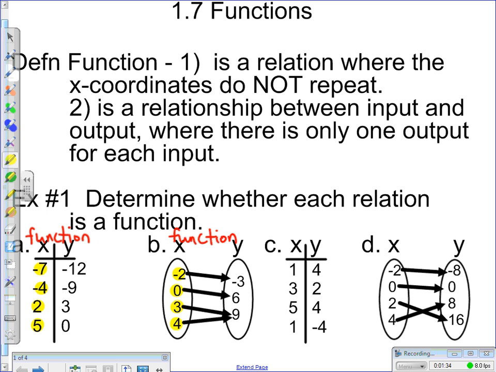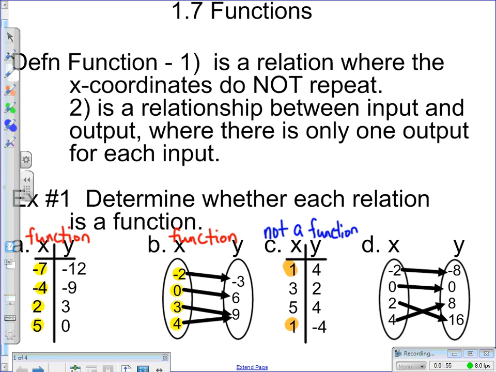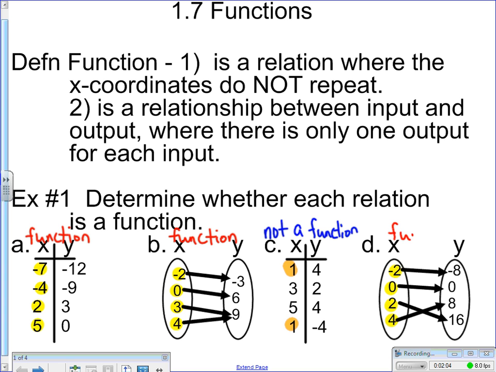In C, you'll notice that there is a 1 at the very top of the table and a 1 at the bottom of the table. This tells me this is not a function. I cannot repeat the x's. And lastly, -2, 0, 2, and 4. Those are all completely different numbers, so this is a function. So as long as there's no repeating, it's a function. All right, next one.